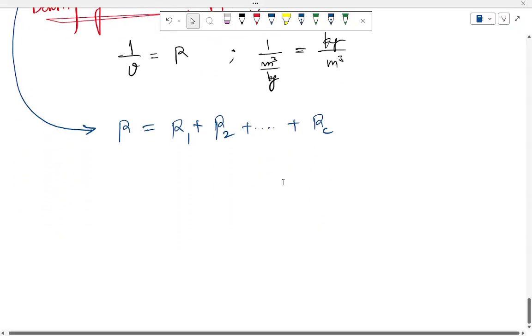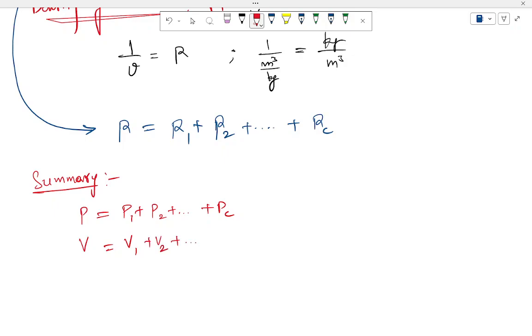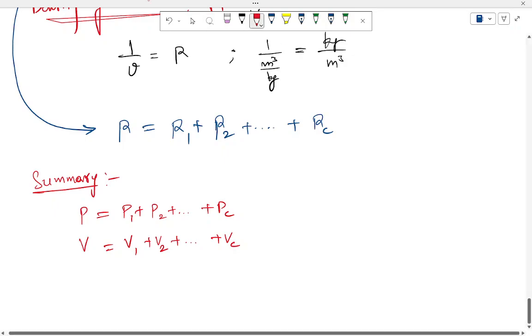So in order to summarize what we have seen so far, the pressure will be taken as the sum P1 plus P2 plus so on plus PC. And the volume is also taken like V1 plus V2 plus so on plus VC.